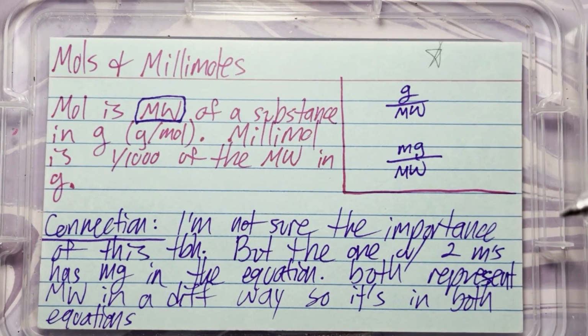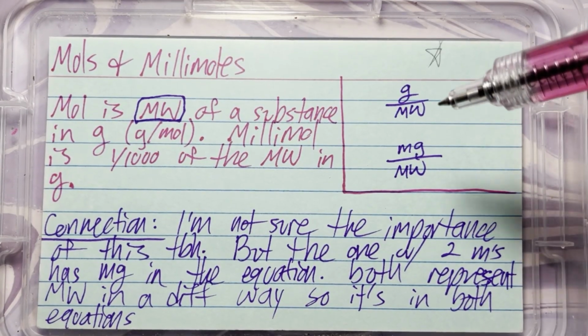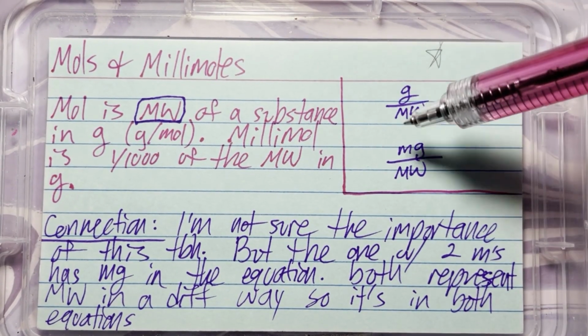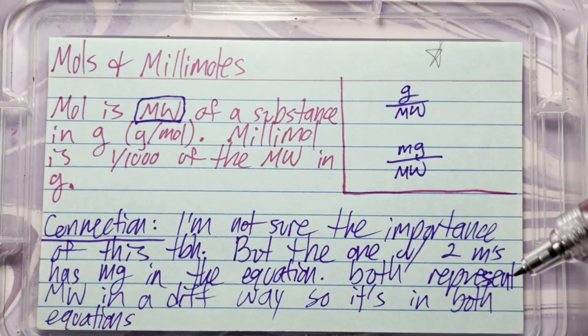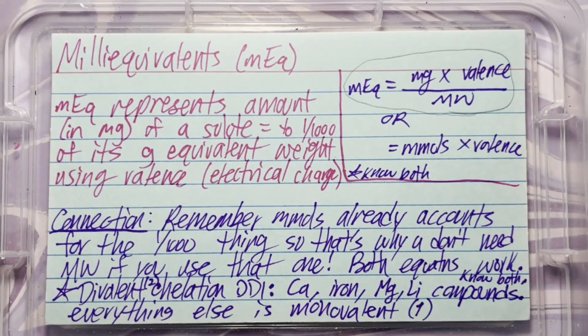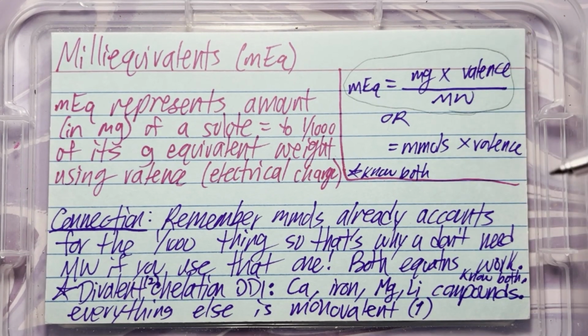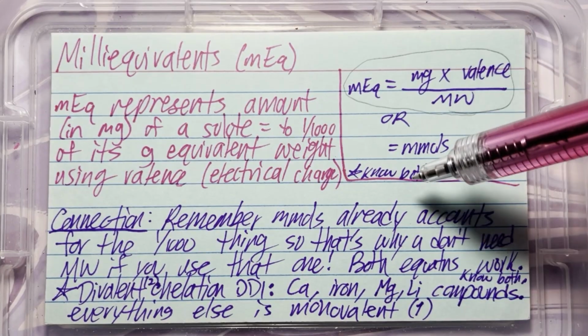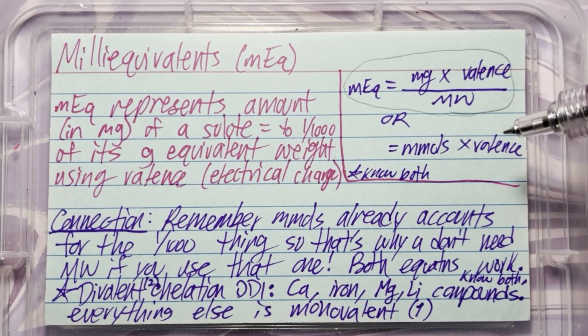All right, getting a little easier here. This is a rapid fire one. Moles: grams per molecular weight. Millimole: milligrams per molecular weight. Milli, right? Milliequivalents. This is so important. It comes up all the time. And you're going to want to know both of these equations to solve for milliequivalents.